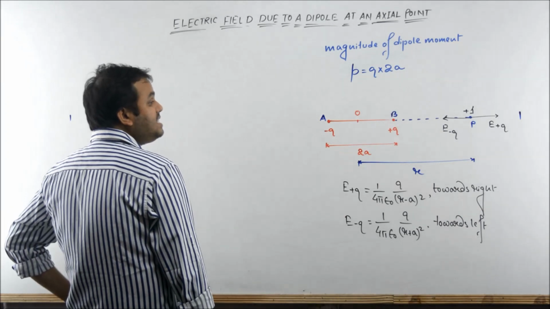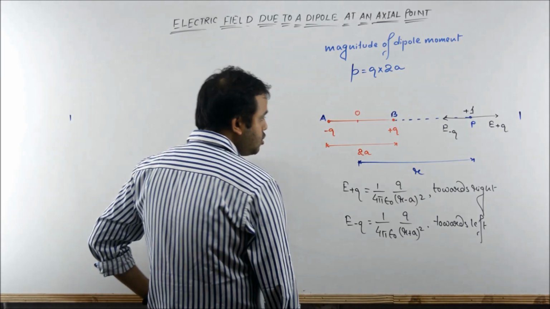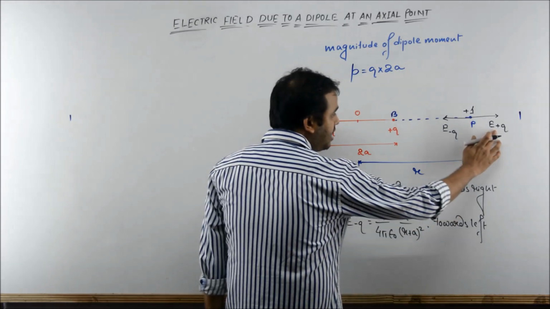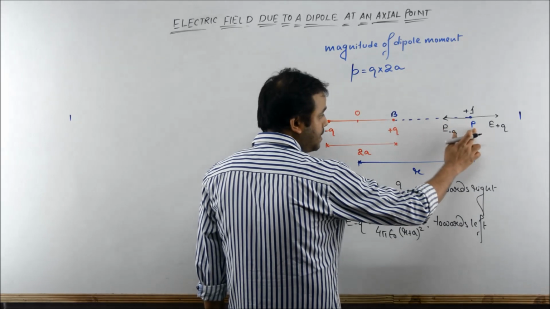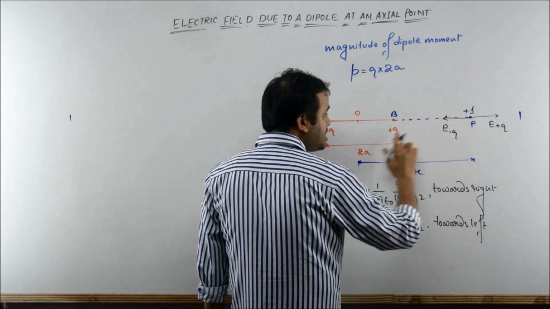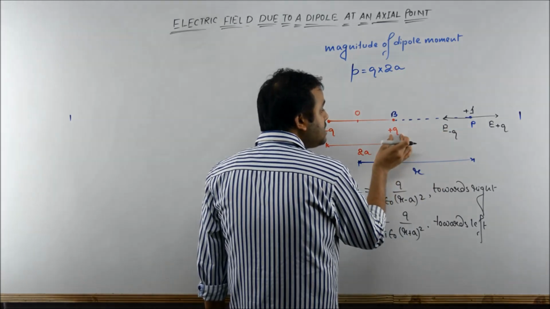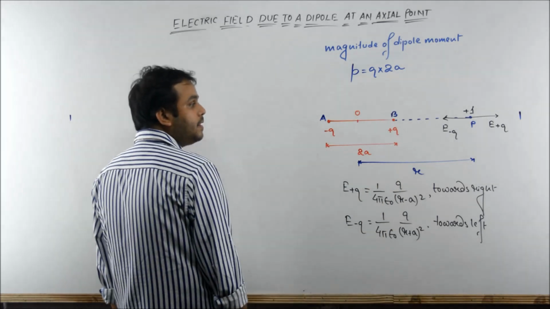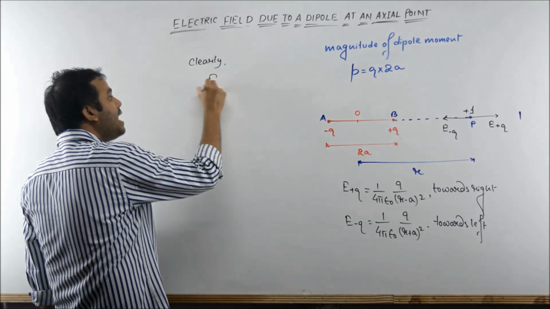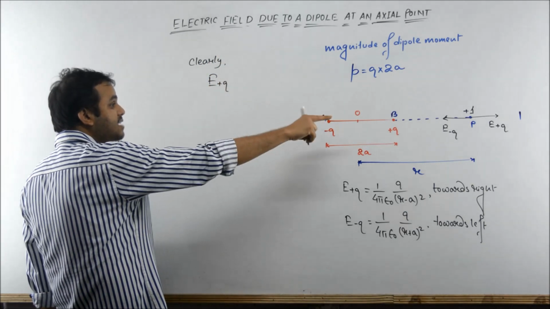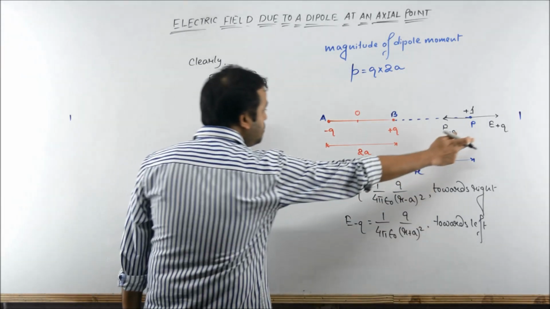Now, what is the net electric field at point P? So clearly you can see that electric field due to plus q at point P is greater than the electric field due to minus q at point P, because plus q is closer to point P. So clearly we can see that the magnitude of electric field due to plus q at the axial point P is greater than the magnitude of the electric field due to minus q at point P.